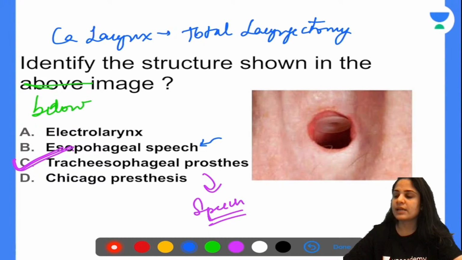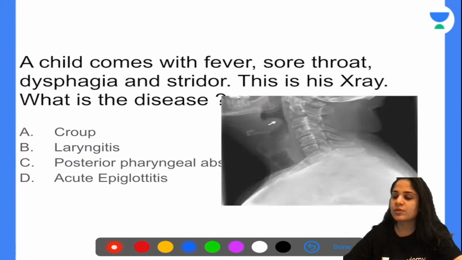Okay, a child comes with fever, sore throat, dysphagia, and stridor. This is his X-ray. What is the disease that he is suffering from? Croup laryngitis, posterior pharyngeal abscess, or acute epiglottitis?